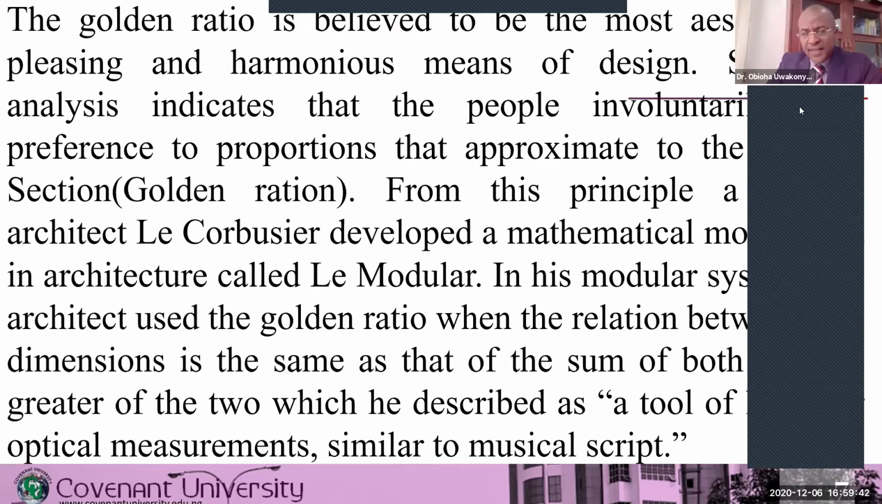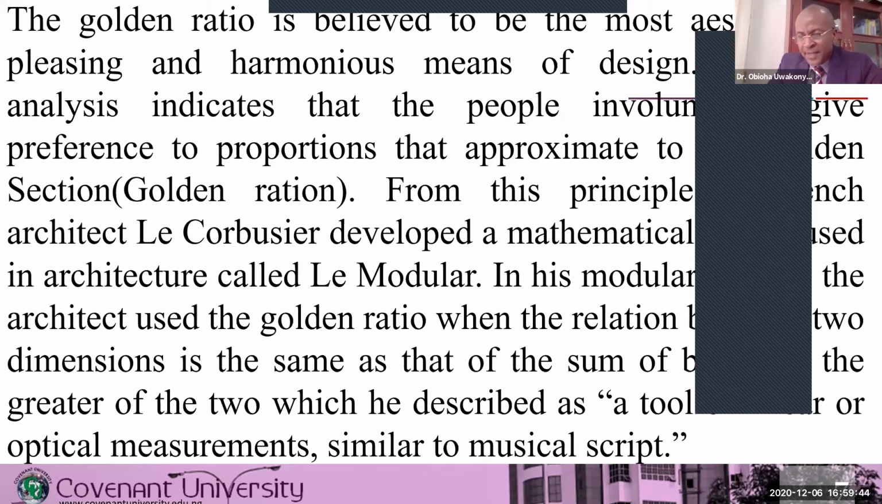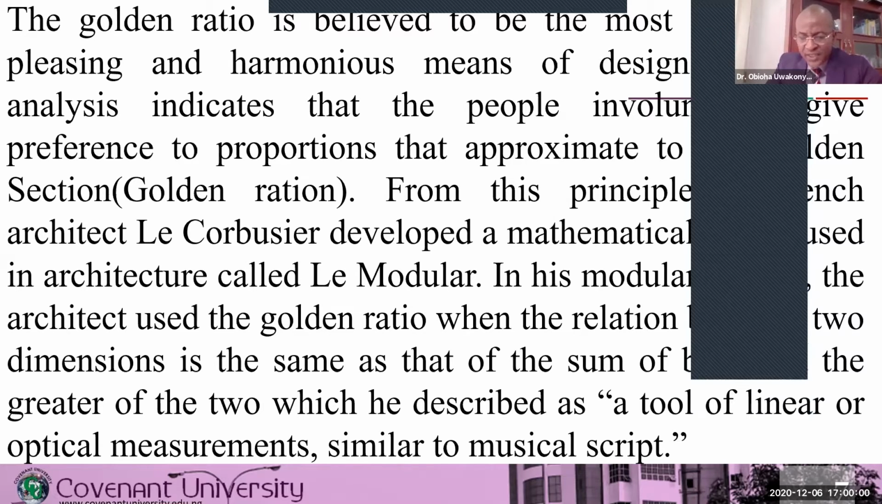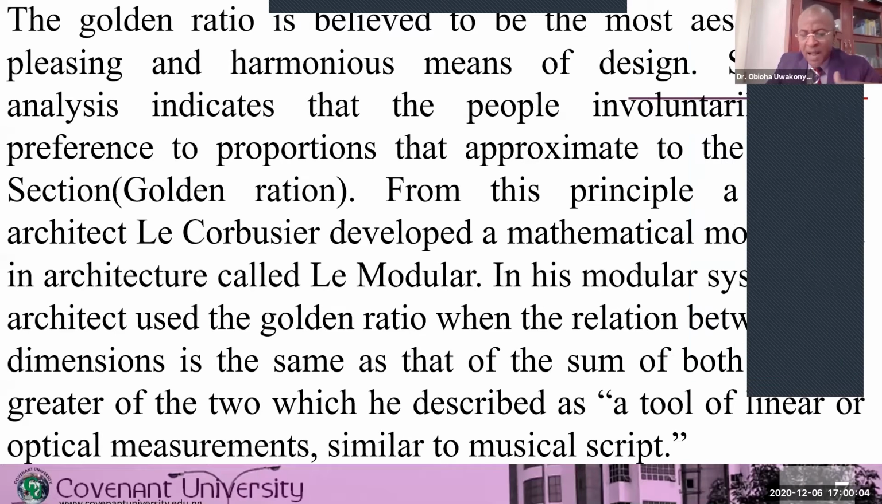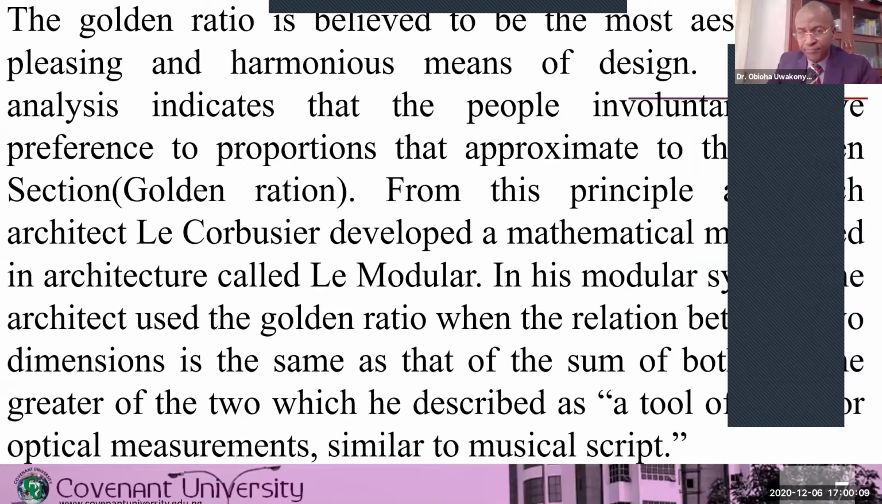From this principle, a French architect, Le Corbusier, developed a mathematical model used in architecture called Le Modulor. In this modular system, the architect used the golden ratio, where the relation between two dimensions is the same as that of the sum of both and the greater of the two, which he described as a tool of linear or optimal measurement, similar to a musical scale.